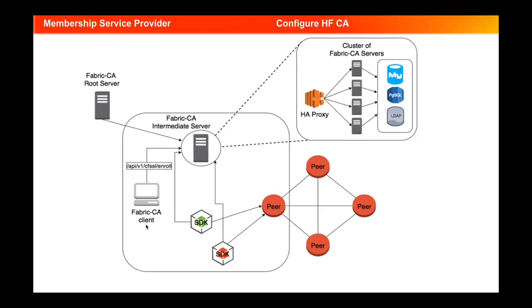So the Fabric CA client connects to the intermediate server, which is the Fabric CA server, or it can also directly connect to the cluster of Fabric CA servers. Then you have SDKs in order to communicate between the Fabric CA server and the peers. This shows the interaction between the Fabric CA client and Fabric CA server, and how your peers use the SDK to talk to the Fabric CA server.